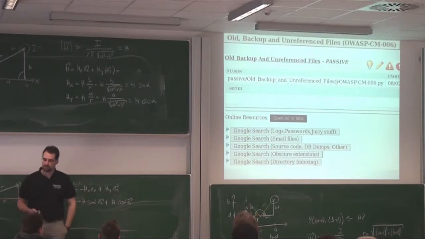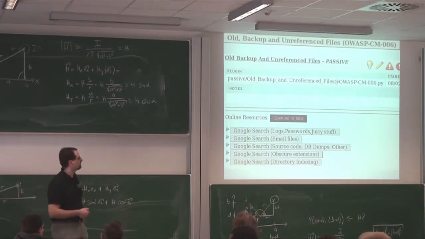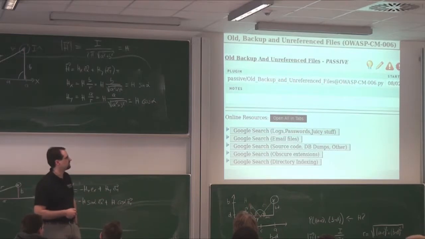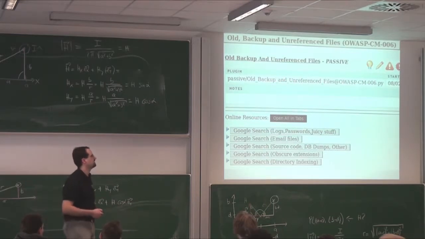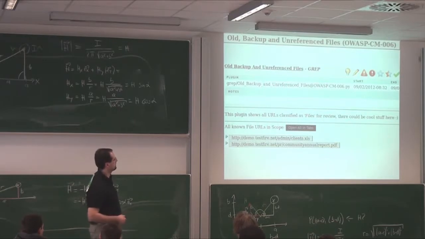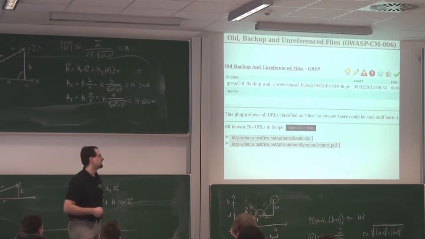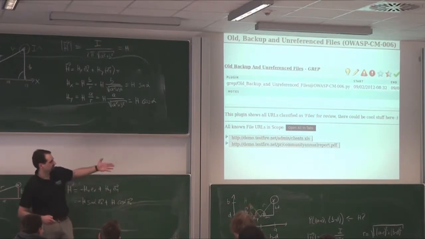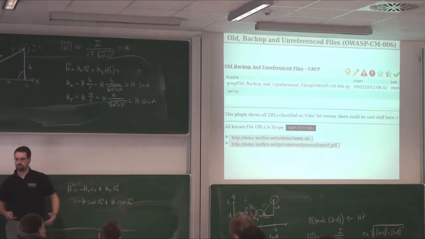Now, for old backup and unreferenced files, we can search for these things with basic Google searches. So there are a few blanket searches for these. You have the usual open all in tabs. It's quite basic stuff. And something perhaps a little bit more innovative is this. OWTF has this URL classification thing where the juicy stuff tends to fall into things categorized as files. So this grep plugin will put things that look perhaps sensitive in this category. So you might get lucky and find something sensitive here. This can save you some time. Instead of going by hand through all the HTTP transactions, you might find it quicker by looking at the URLs, at what jumps to the eye the quickest.